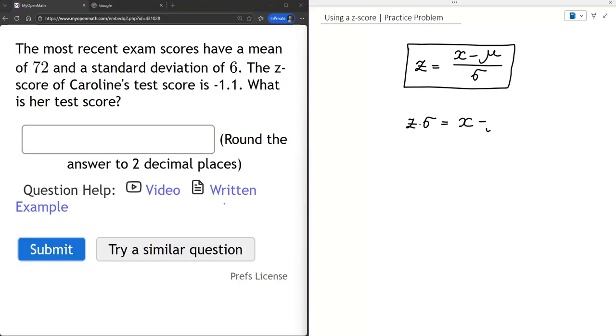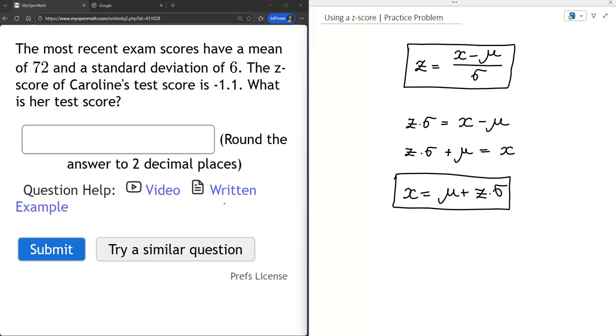to get rid of the division on the right side. And then we can add mu to both sides to get rid of minus mu on the right side. And this formula is the formula that we are going to use to compute x given mu, z, and sigma.